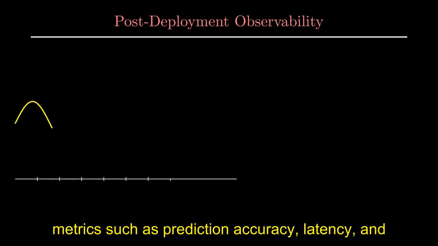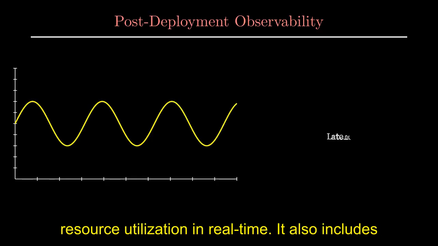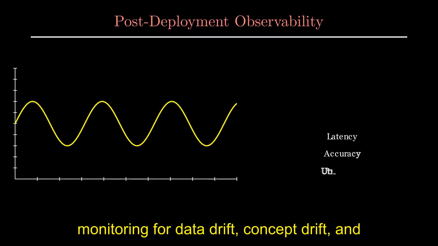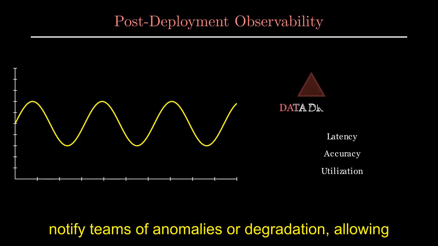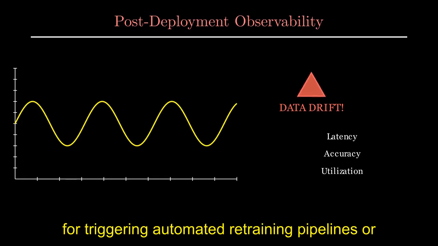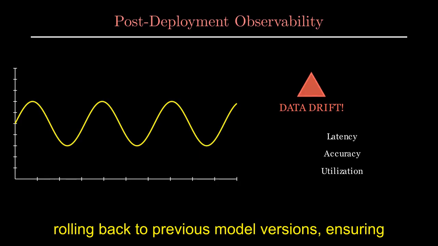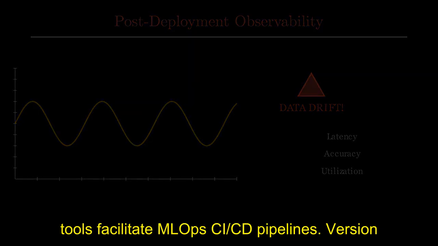Post-deployment, continuous monitoring and observability are paramount. This involves tracking model performance metrics such as prediction accuracy, latency, and resource utilization in real time. It also includes monitoring for data drift, concept drift, and unexpected model behavior. Dashboards and alerts notify teams of anomalies or degradation, allowing for prompt intervention. This feedback loop is vital for triggering automated retraining pipelines or rolling back to previous model versions, ensuring sustained model quality in production.